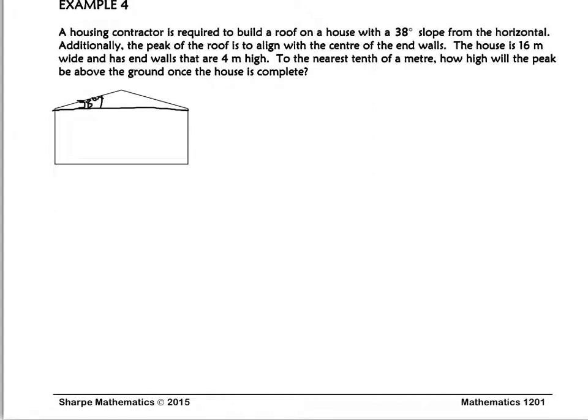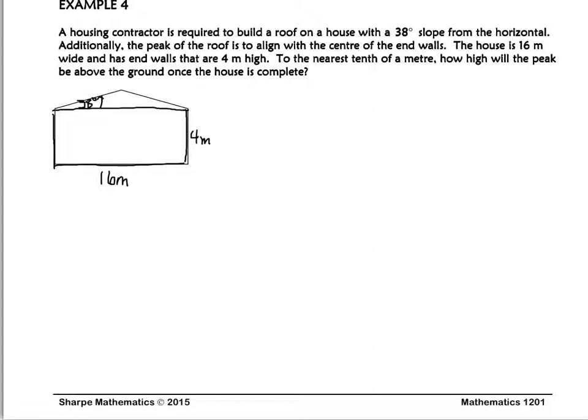Right there. And it tells you that the peak of the roof is to align with the center of the end wall. So this would be your end wall here, this part down here. And so that looks like the peak of the roof is lined up with the center of the end wall. It says the house is 16 meters wide, so the end wall would be 16 meters wide this way and 4 meters high.